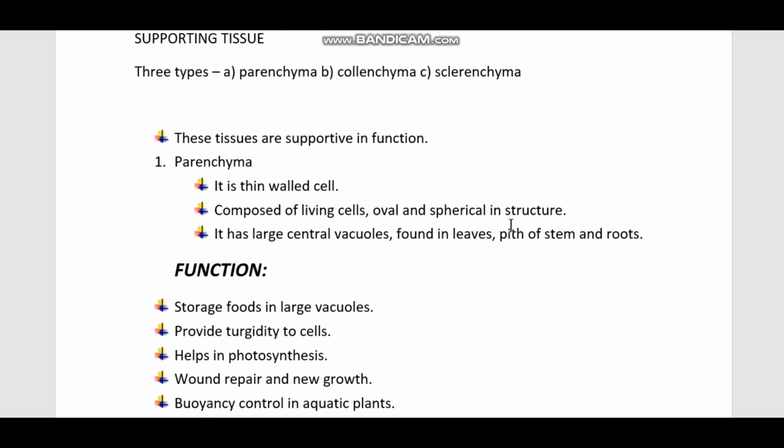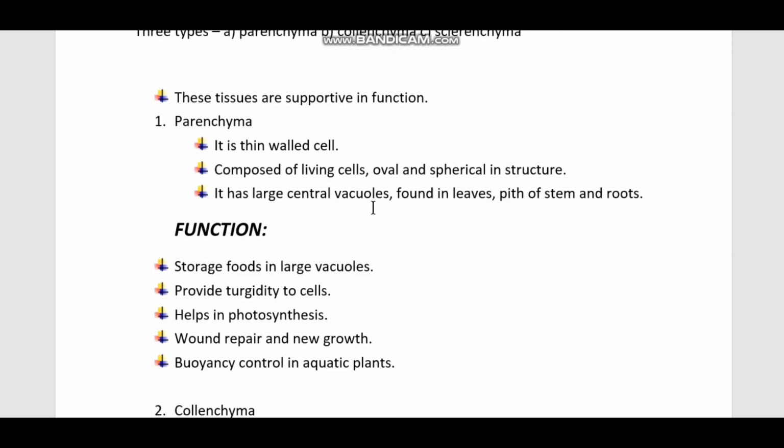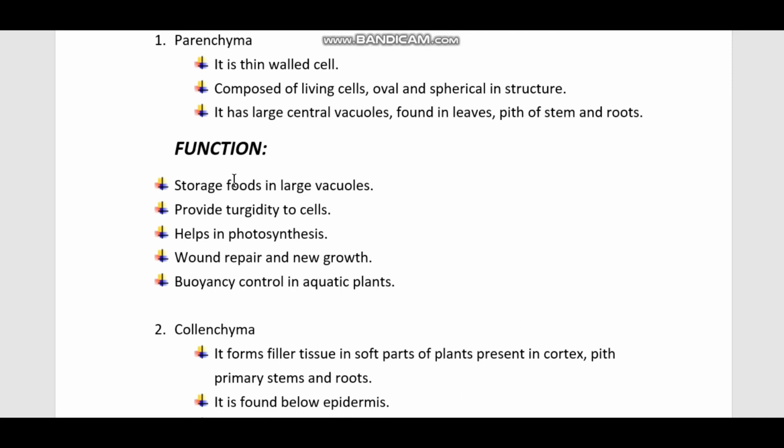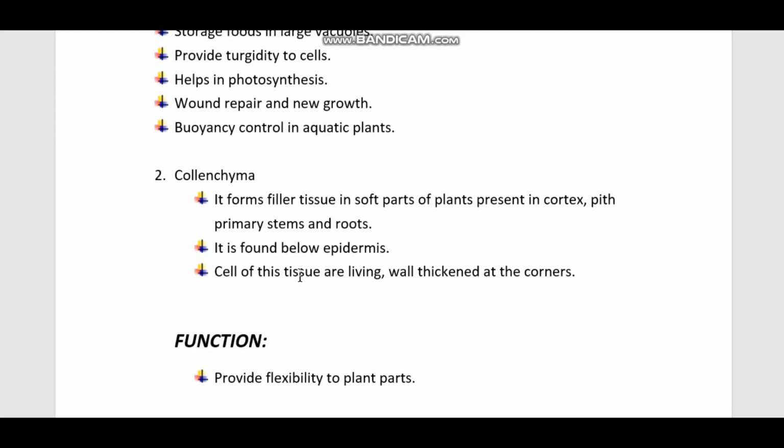The shape of the cell is oval or spherical. It has large central vacuoles. Vacuoles are present only in plant cells, found in leaves, pith of stem and roots. The functions of parenchyma are storage of food in large vacuoles, providing turgidity to cells, helping in photosynthesis, wound repair and new growth, and buoyancy control in aquatic plants.